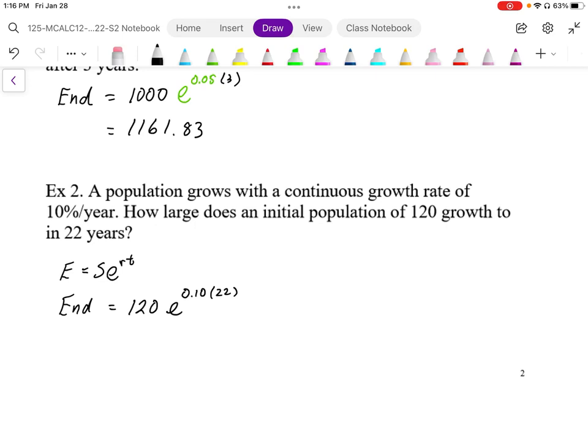So we end up with, if we start with 120 and it grows at 10% per year for 22 years, we're going to end with 1,083 people. Okay, so it's going to grow to that population in 22 years based on a continually compounding rate of 10%.